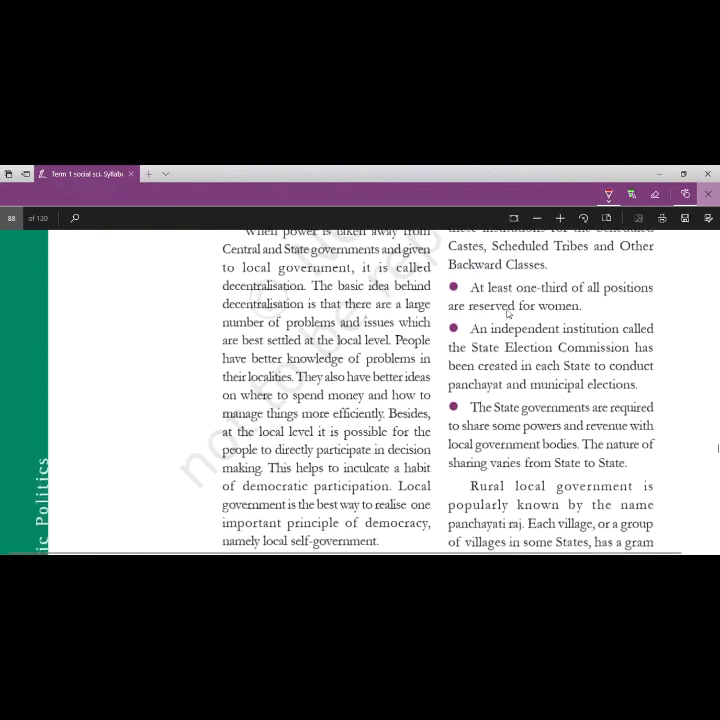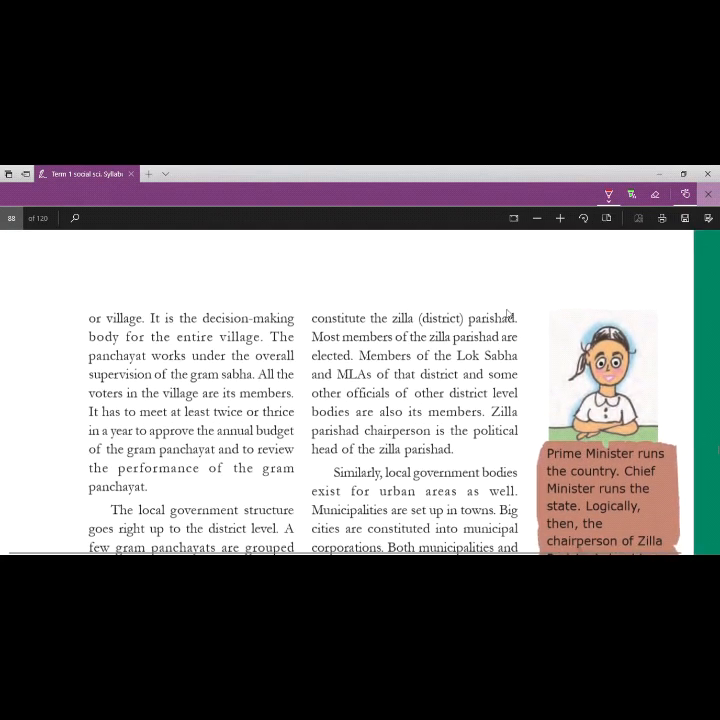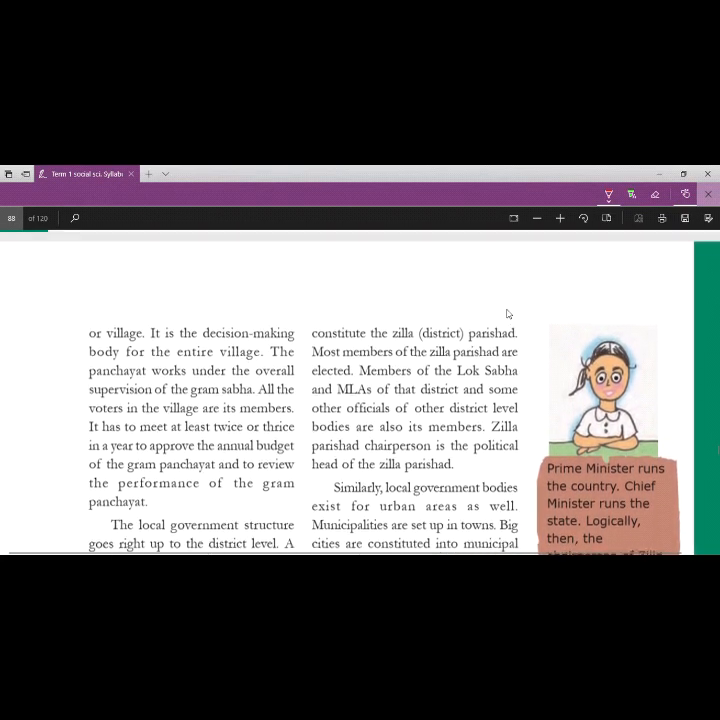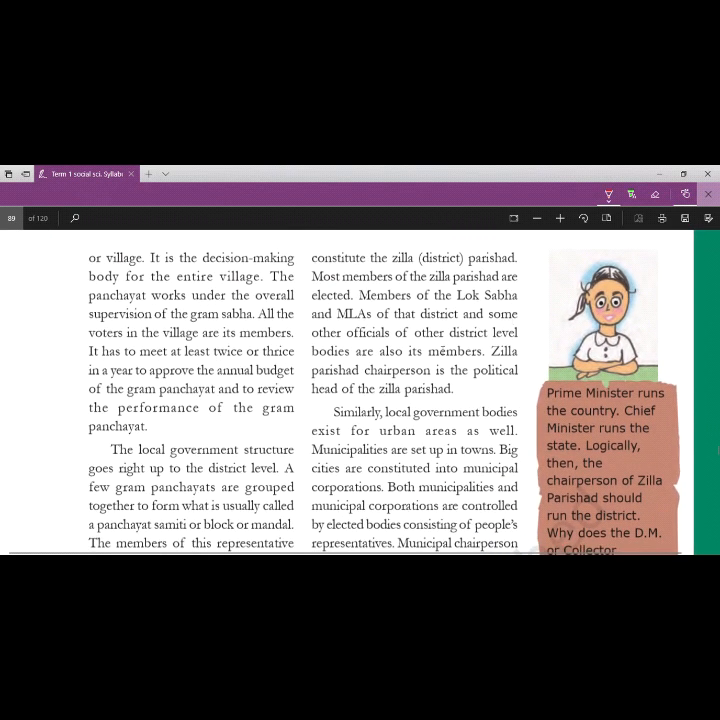Then decentralization, very important topic. It is the most important topic. This, and then you have the last pages are very important. What is Zilla District Parishad? MLA, full form of MLA. What is the full form of MLA? I don't think it is mentioned in your book.